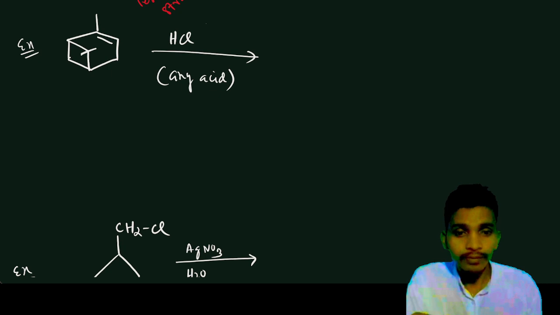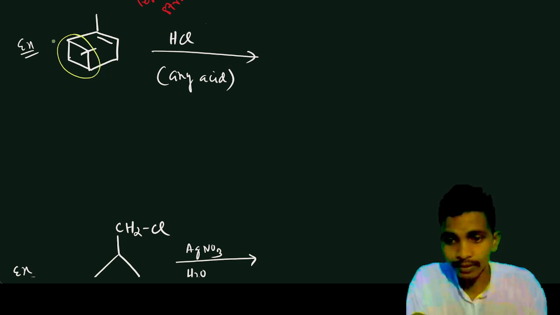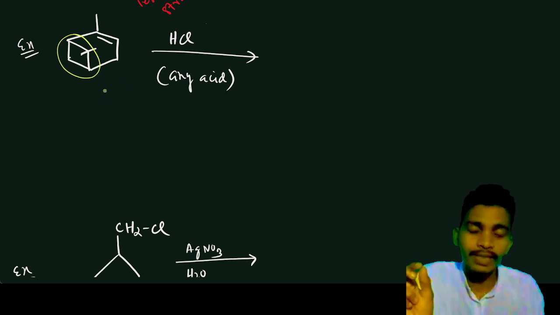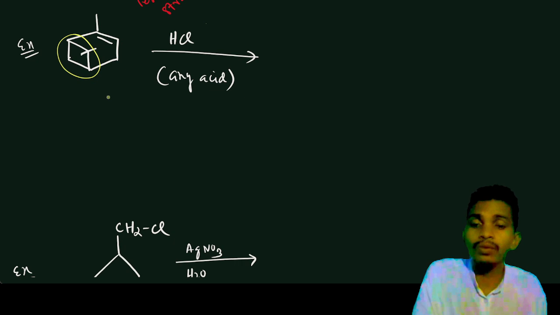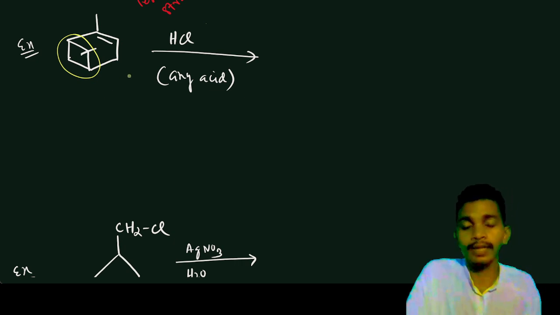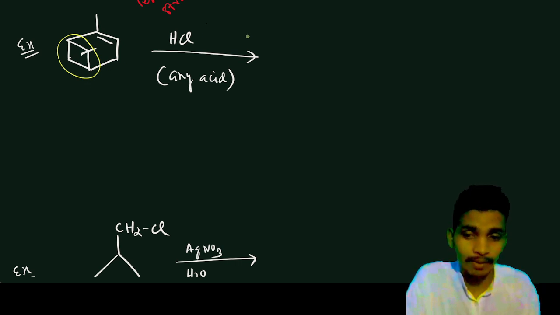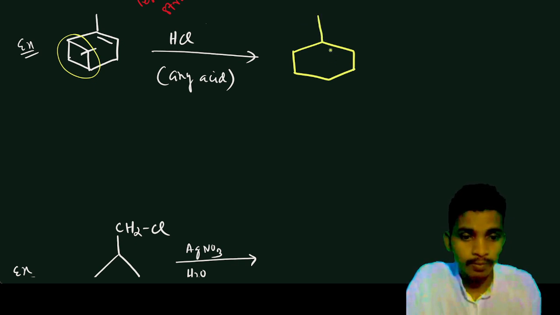Now here we see that this is a four-member ring. A four-member ring means 90 degrees, so it wants to release this angle strain. So what will happen is that ring expansion will happen. So what is this? This is the group, this is there.